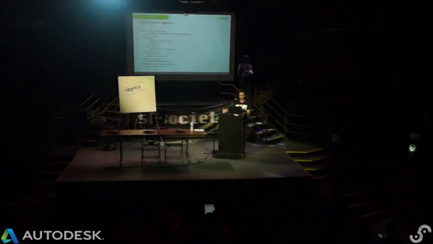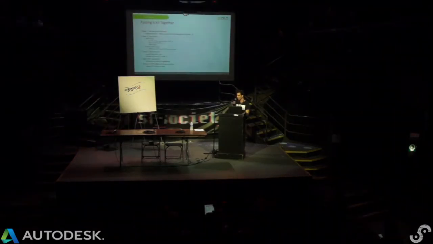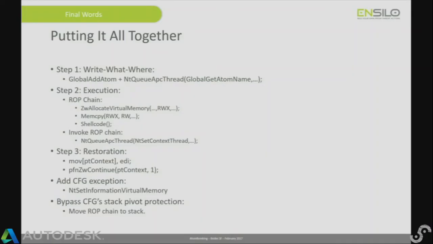If the user was using MS Paint while we were doing this, the user couldn't tell the difference. So to sum up, we took atom bombing and split it into three different steps. The first step was to write whatever we wanted into the address space of the target process. We achieved this by calling GlobalAddAtom to store code in the global atom table, and then we called NtQueueApcThread to queue an APC to the target thread. That APC executed GlobalGetAtomName, which retrieved the code that we stored within the global atom table.